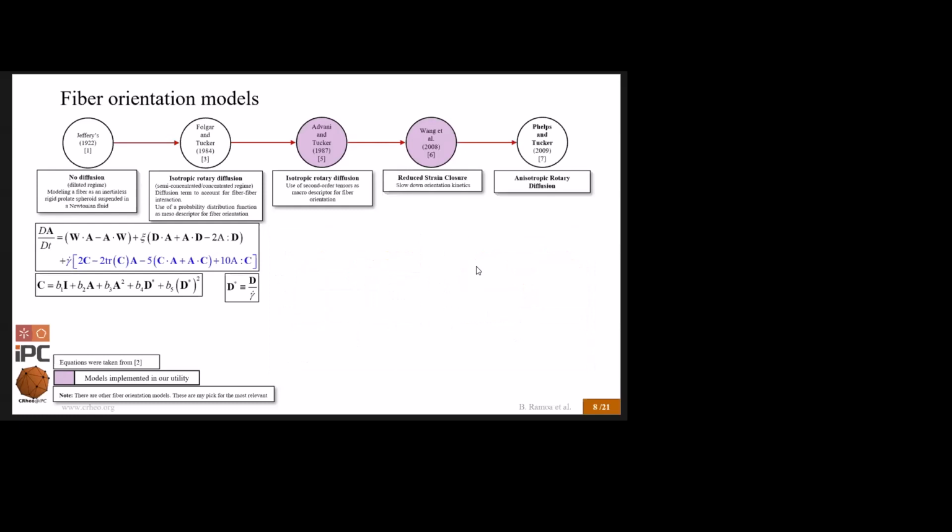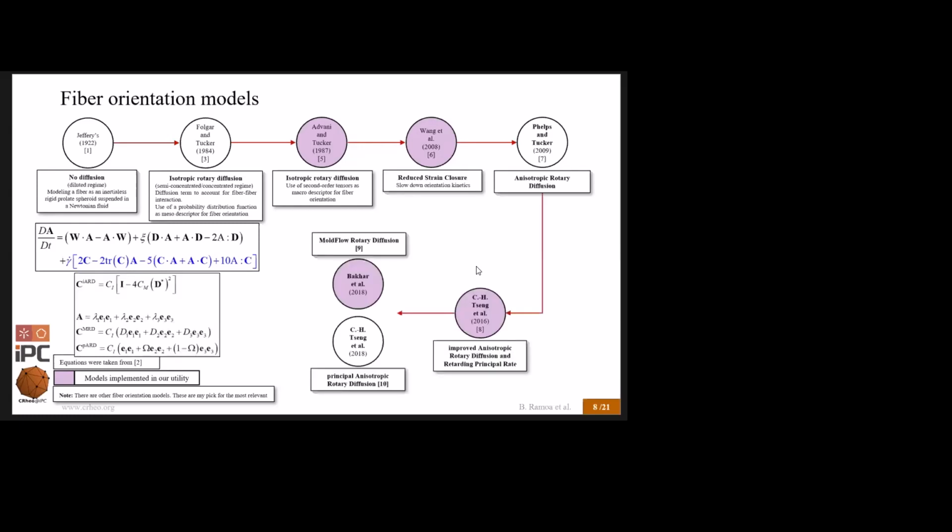One year later, Phelps and Tucker were working with long fibers, and when you work with long fibers, using a constant, a scalar quantity, to describe the rotary diffusivity is no longer an option. You have to use a tensor quantity in order to quantify direction for this. So they proposed a tensor-based formulation. A couple of years later, several authors proposed improvements to how you estimate the rotary diffusion, so different models to try to better account for this.